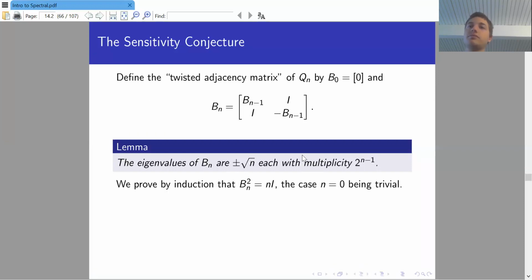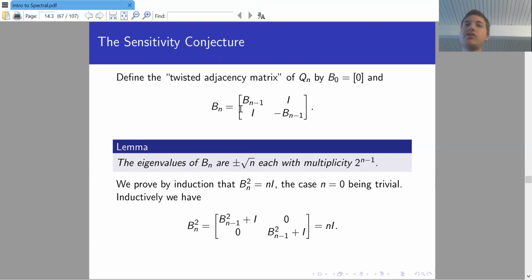And to do this, we'll prove inductively that the square of these matrices is equal to n times the identity matrix. And the case n is 0 is trivial. And then inductively, we just look at the definition of Bn like this, and we just write out what it means to take its square. We'll get exactly this quantity here. And inductively, this is n minus 1 times the identity. This is n minus 1 times the identity. So working things out gives n times the identity matrix.